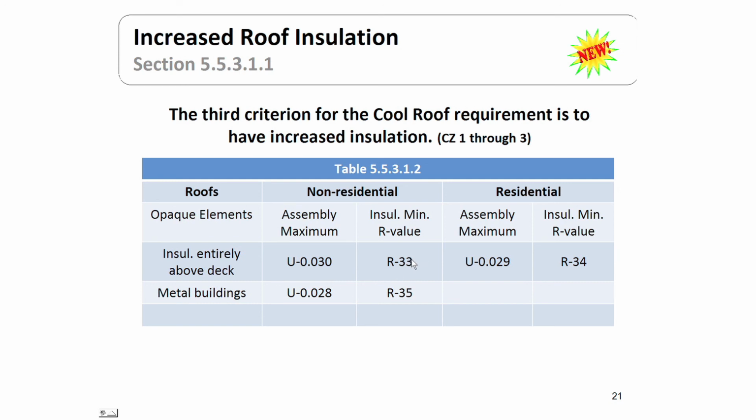You could also just look at the R value. That is, you have to have an R33 if your insulation's all above the roof deck. And if you have a metal building, it has to be R35. Residential is R34.